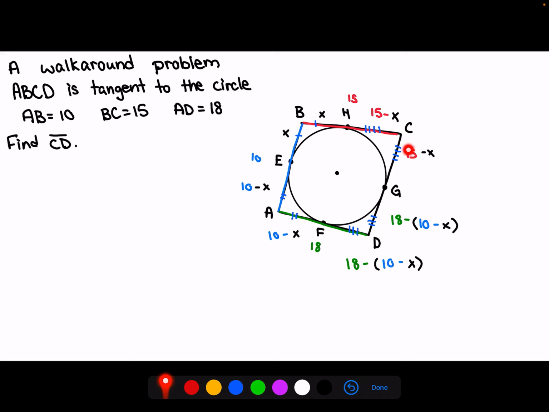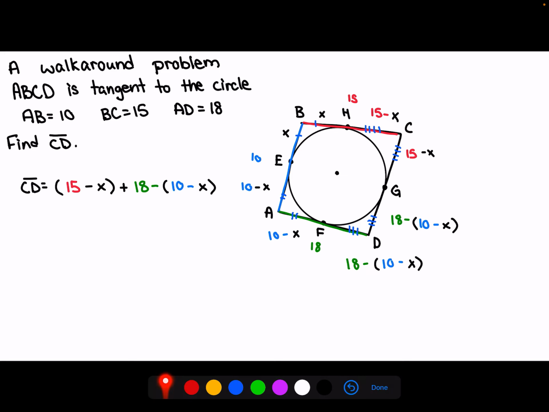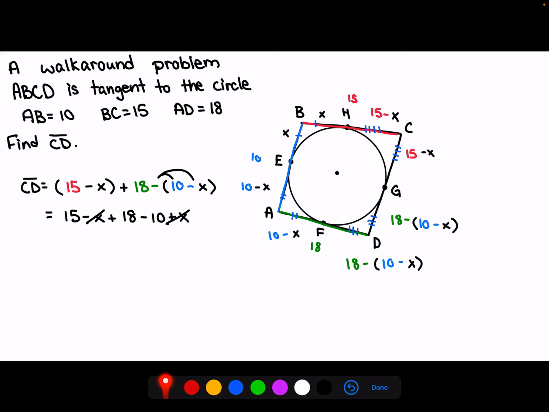Lastly, I have two parts of CD, so I can go ahead and solve for CD. CD is equal to 15 minus X plus 18 minus (10 minus X). From here, it's extremely important that you distribute the negative through the parentheses. That will leave me with 15 minus X plus 18 minus 10 plus X. I have a negative X and a positive X, so they cancel each other out. That's why it's so important to distribute the negative, because if you don't, that won't turn to a positive X. From here, I combine like terms.